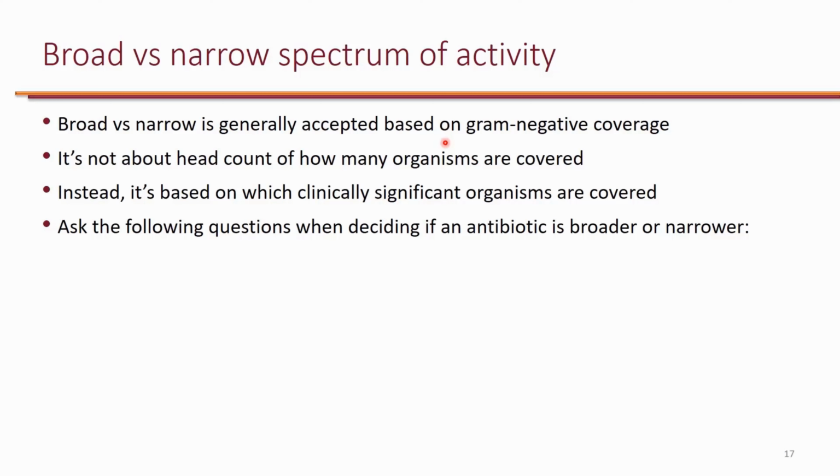So in order to understand if a drug is broad or narrow, you should ask yourself the following question. Does it cover carbapenem-resistant Enterobacteriaceae? Now, CRE, such as E. coli and Klebsiella that are resistant to carbapenems, we don't have a lot of antibiotic options for them. So this is one of the most resistant pathogens available. So if we have an antibiotic that's active against CRE, we should reserve it for CRE. So this is considered the broadest class of antibiotics.